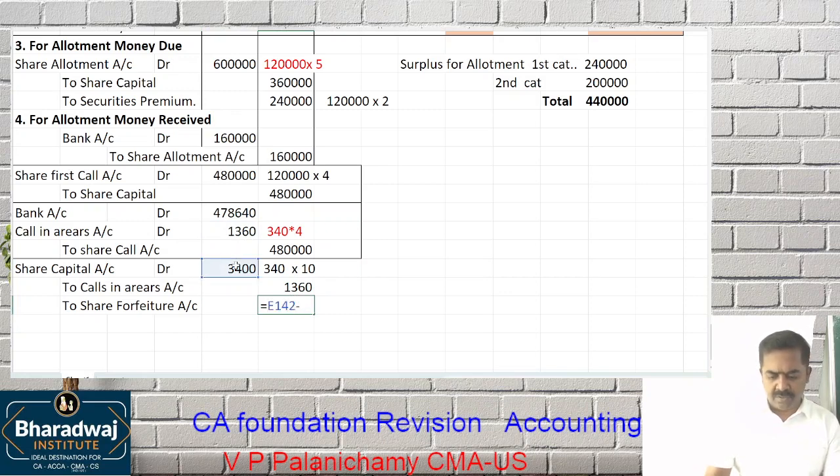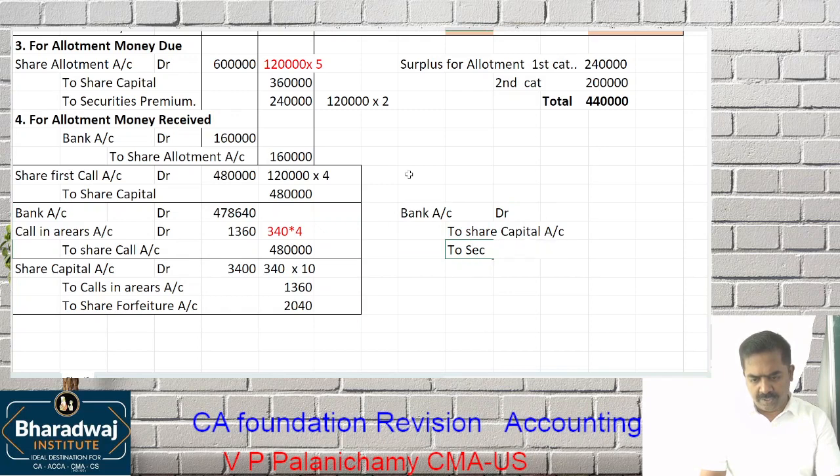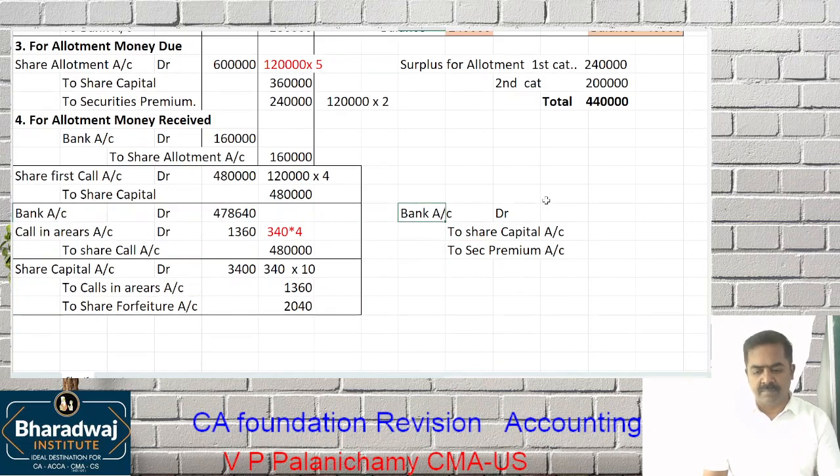All the shares are reissued. Yes. What is the entry for reissue? Bank account debit, to share capital, to securities premium account. We are issuing at a premium, 340 shares into 13. We collect 340 into 13. Share capital will be 340 into 10, 3,400. Excess will go to which account? Wherever we reissue at a premium, it will go to securities premium account.